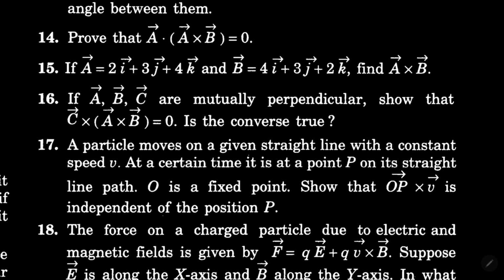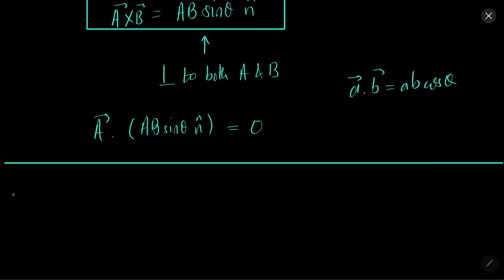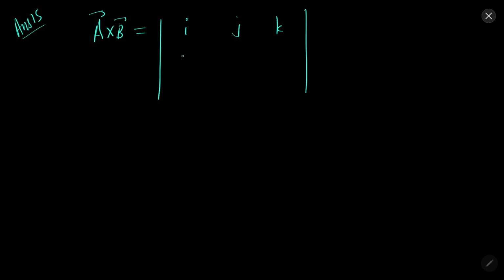In question 15, we have two vectors. We need to find a cross b. So this is the 15th one. In order to find a cross b, we can use a matrix method. So put i, j, k values like this, first for a, then for b. Now do multiplication as I am telling you.